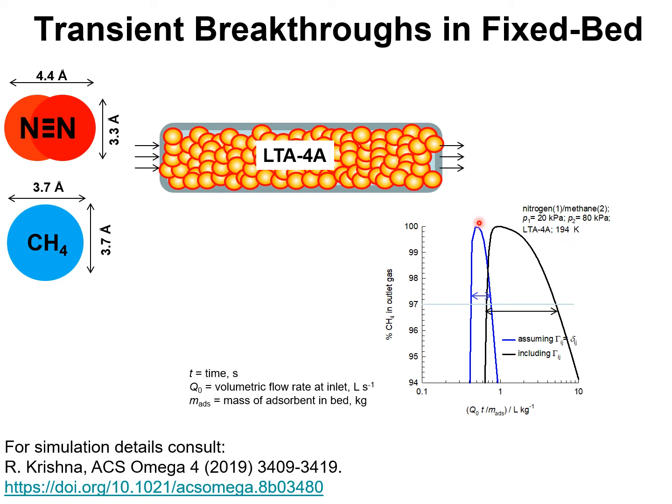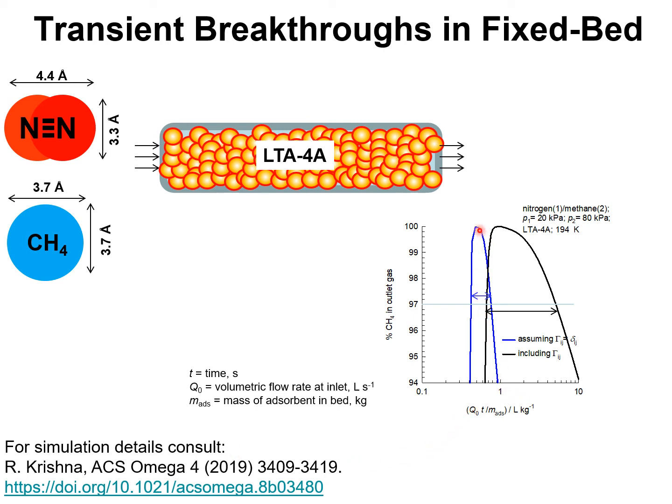We perform two types of simulations for transient breakthroughs, one in which the thermodynamic coupling effects are duly accounted for, and this is indicated by the continuous solid black line, in which we plot the percentage methane in the outlet gas as a function of a parameter Q0 t, where Q0 is the volumetric flow rate of the inlet in liters per second, times t, the time, divided by the mass of adsorbent. The simulation and calculation details are provided in my publication from 2019.